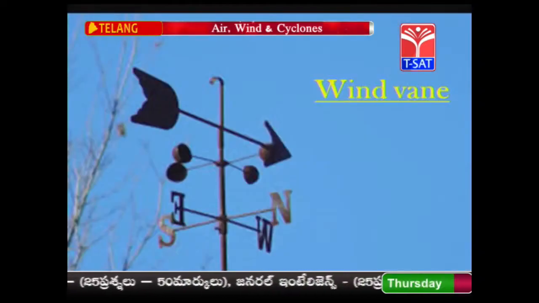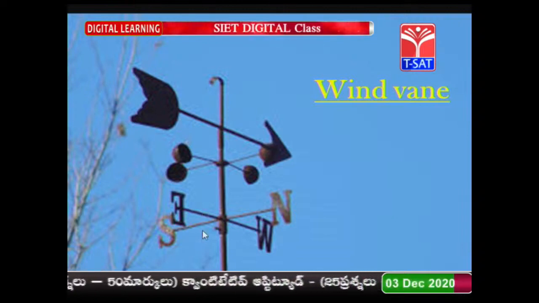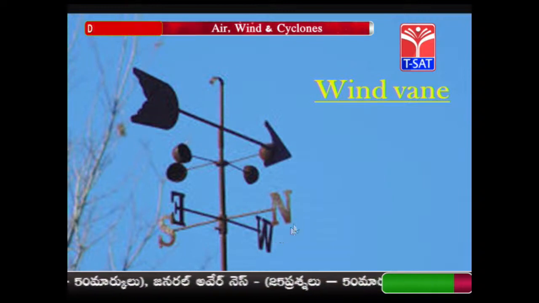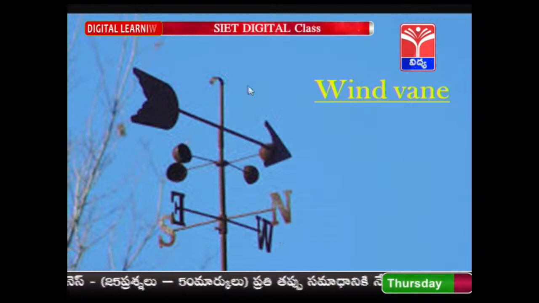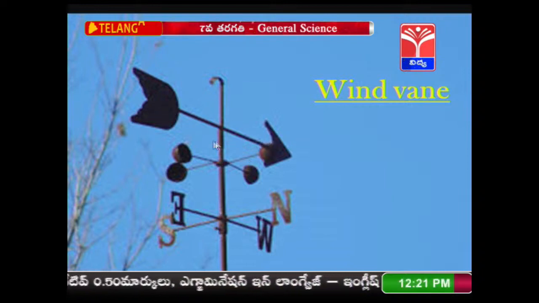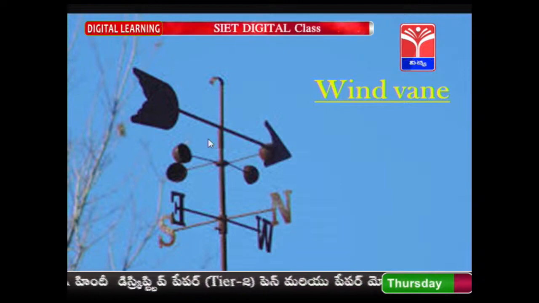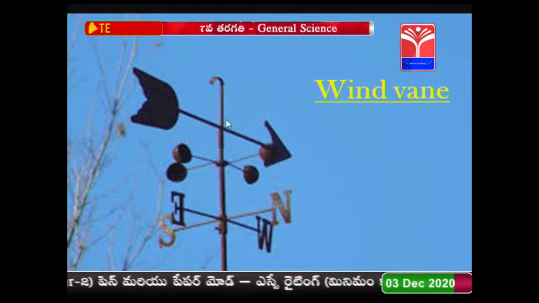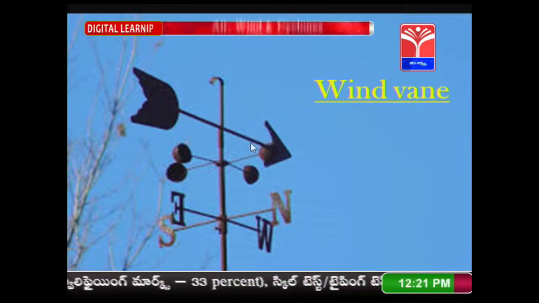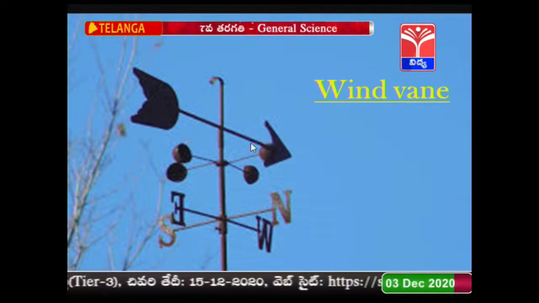Children, look at the picture. What is this? This is called a wind vane. Here it is showing four directions: north, south, east and west. These are the four directions which are mounted on a pole, right, children? And you can notice a pointer here. What happens to the pointer? As the wind comes, the pointer rotates towards the wind direction. The wind moves in a direction, and the pointer also moves in that direction. So, this wind vane is helpful in finding the direction of the wind.